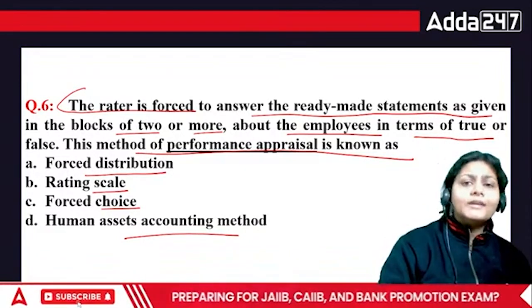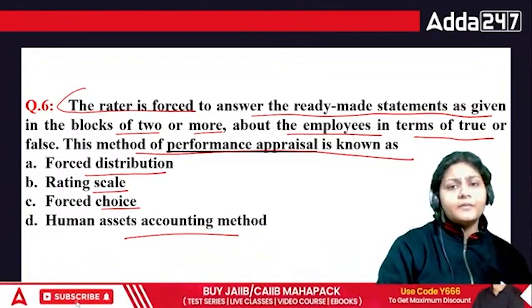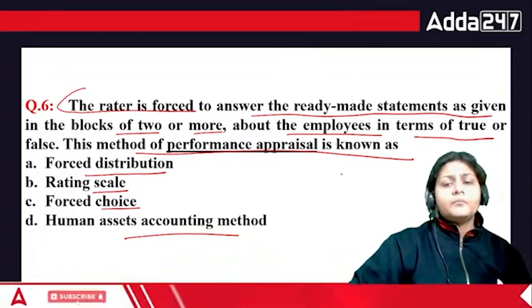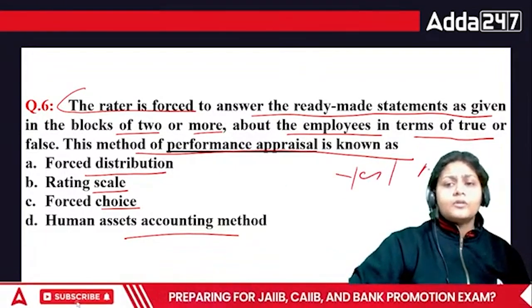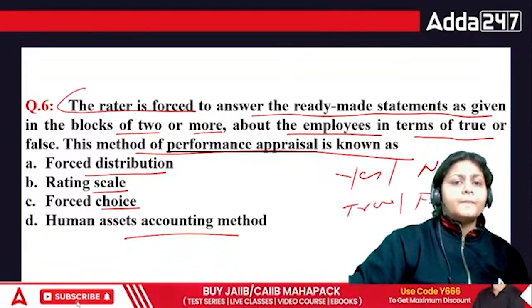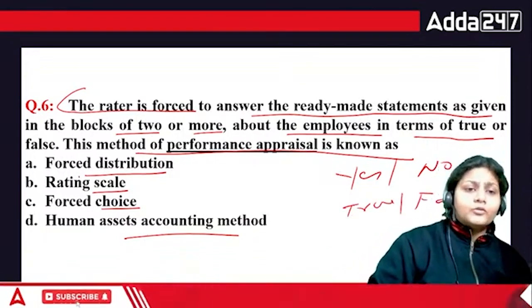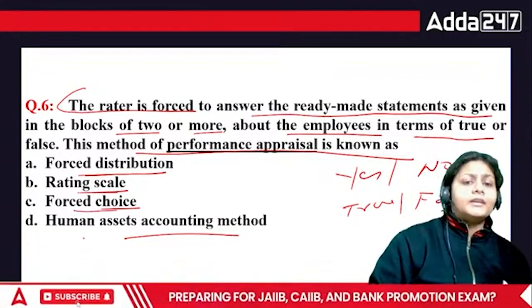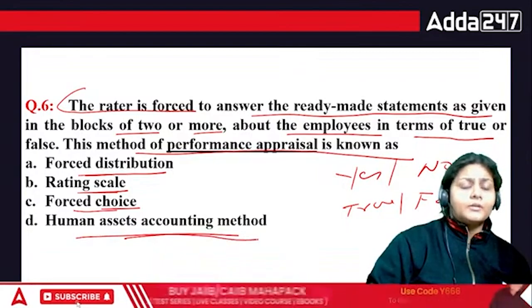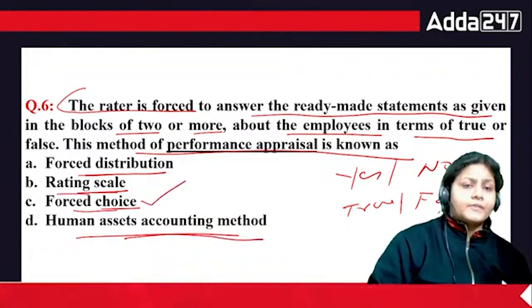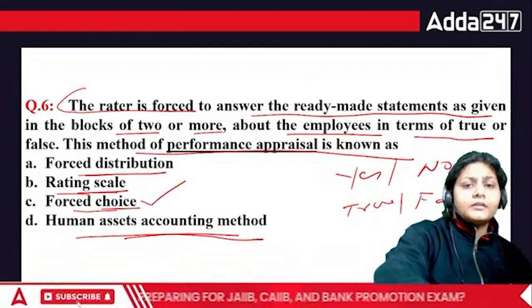There is always a ready-made statement, and the rater has to just type maybe yes or no, or true and false. Normally it is true and false. So option A is forced distribution, B is rating scale, C is forced choice, and D is human asset accounting method. The answer here is forced choice. C is the right answer here.